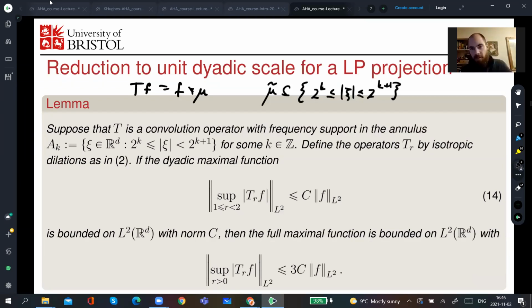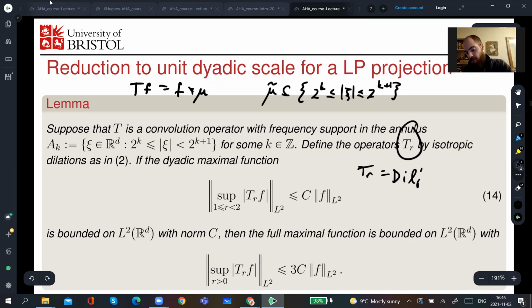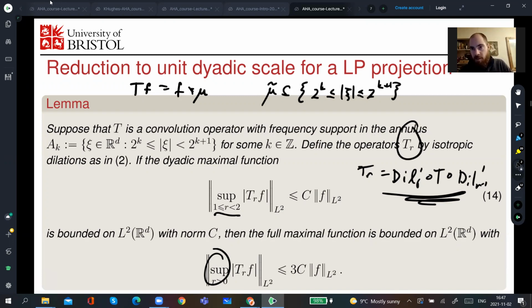Now I'm going to define a whole family of operators, these T of R. They're defined by those isotropic dilations. If you remember correctly, T of R will be dilate by R, then T, then dilate by R inverse. And what our lemma says is that if you look at the dyadic maximal function for this frequency localized operator, and you assume that it's bounded, then you actually get the full maximal function, where I'm not taking a sup over only R between 1 and 2, but a sup over all the positive reals, making full use of these dilations. Then it's also bounded in L2, and I've only lost a factor of 3 compared to the original operator bound.